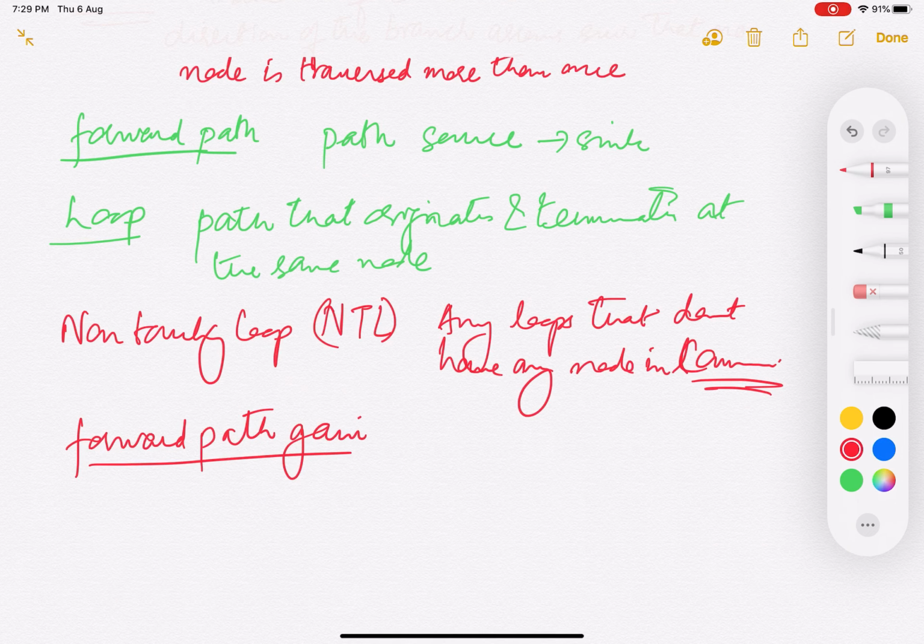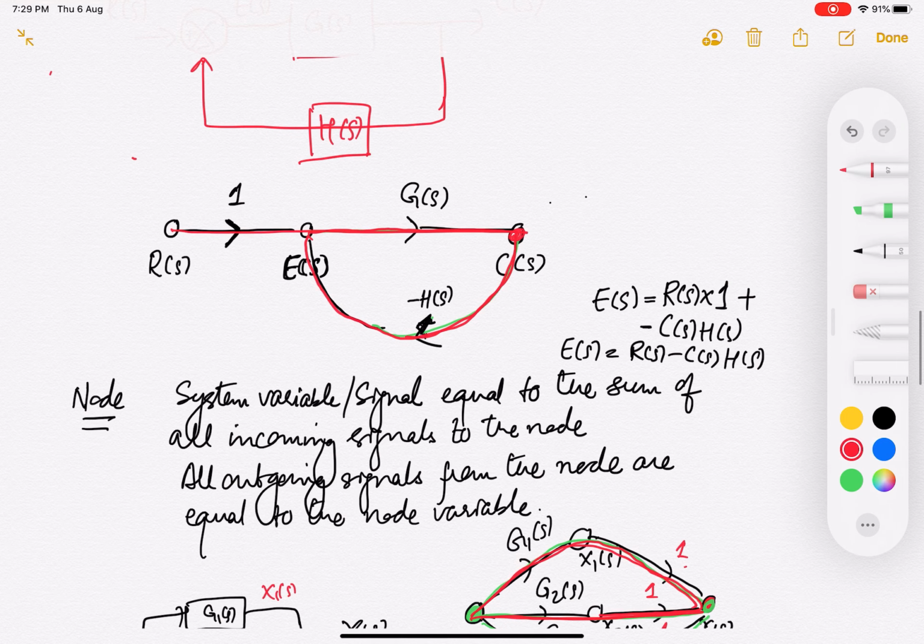In a similar way, you have something called the loop gain, which is the product of the gains encountered in traversing a loop. So when you move in a loop, what are the systems that you are actually encountering, and what is the product? When you move like this in the loop here, you start with a gain of G(s) and then you multiply it with H(s). So minus G(s)H(s) would be the loop gain of this loop here. So this is the loop gain.